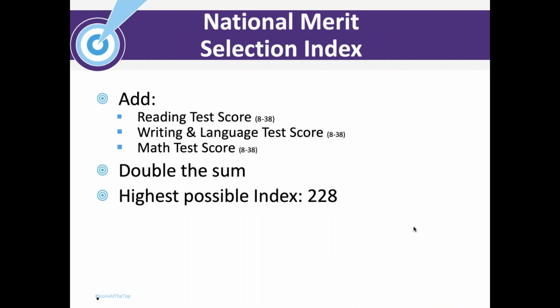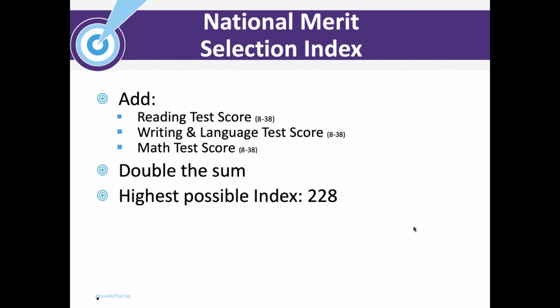All right, so here's how you calculate your selection index, which is what determines if you become a semifinalist. So what you're going to do is take the scale score. So this isn't the raw score. This is a scale score that you'll see on your PSAT score report. And you're going to add the 3 scale scores together. So the reading test score, which will be 8 to 38, the writing and language test score, 8 to 38, and then the math test score of 8 to 38.